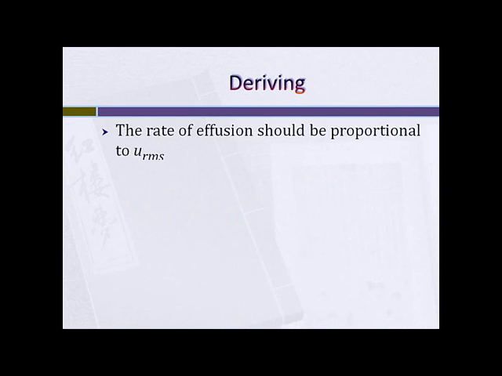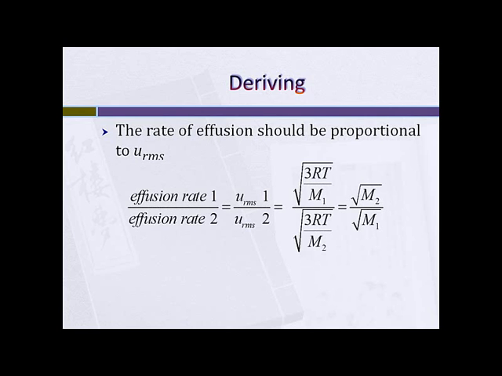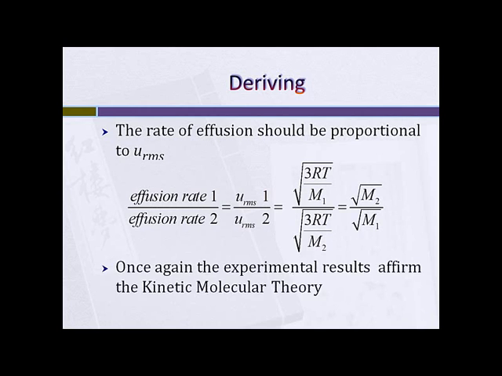It can be derived from the kinetic molecular theory, which is testament to the validity of the theory. The effusion rate is, after all, related to the speeds. And the speeds are equal to the root mean square speed, the square root of 3RT over the molar mass. And if you put the equation together and do the algebra, you get Graham's law. And so once again, the experimental results affirm kinetic molecular theory.